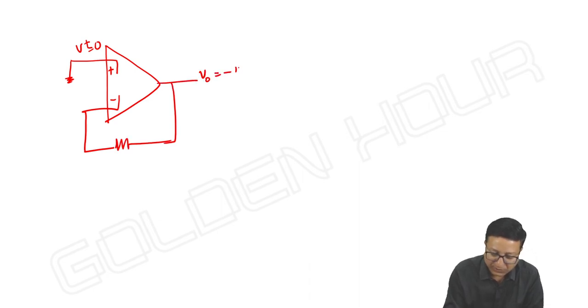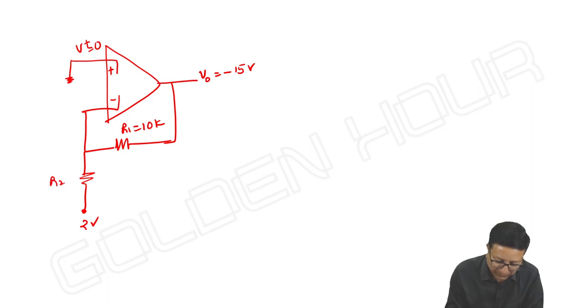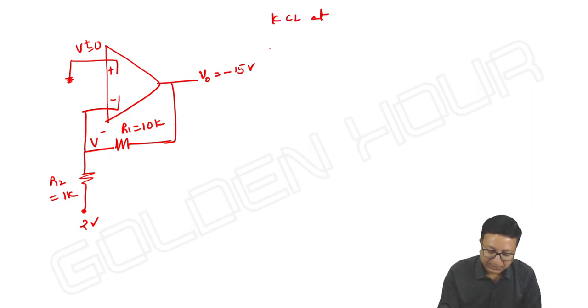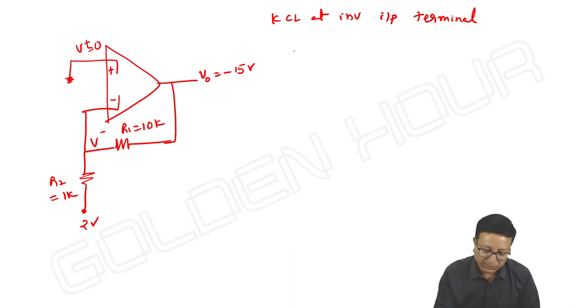V output is equal to minus 15 volts, R1 is equal to 10k, the input is 2 volts, R2 is equal to 1k, and we want V minus. How do we find V minus? KCL at the inverting input terminal. Okay, so what do we get?